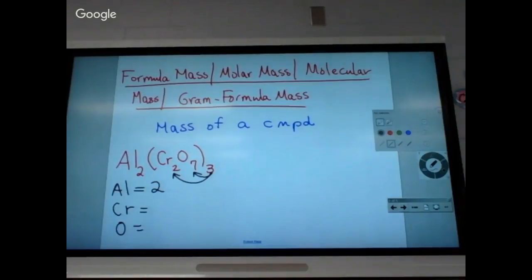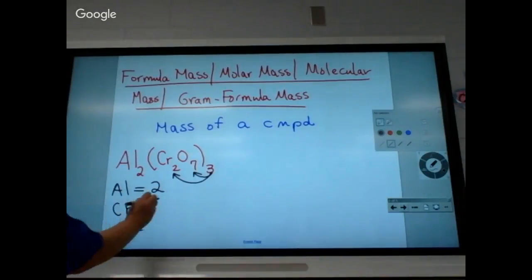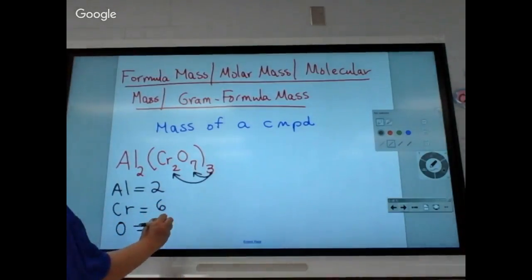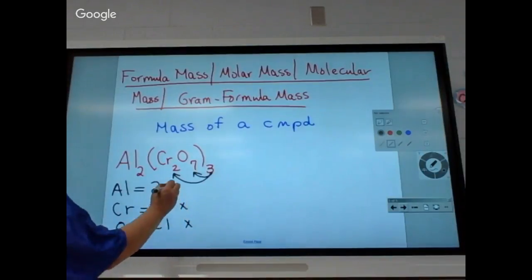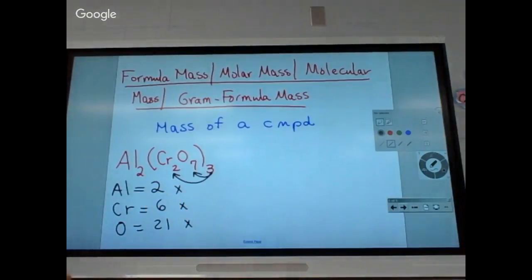So how many Crs do we have? 6. And how many O's do we have? 21. Now, all you have to do is look up the mass.